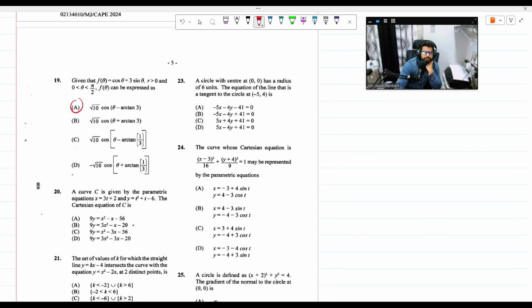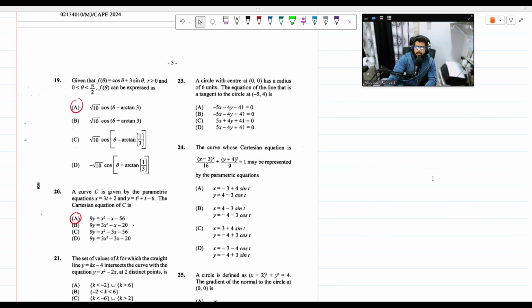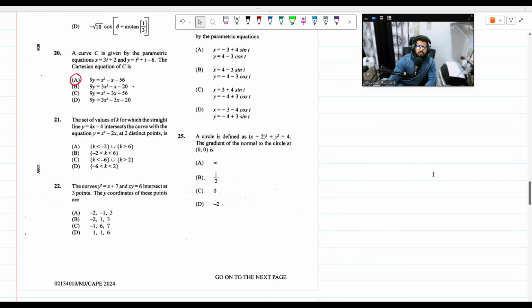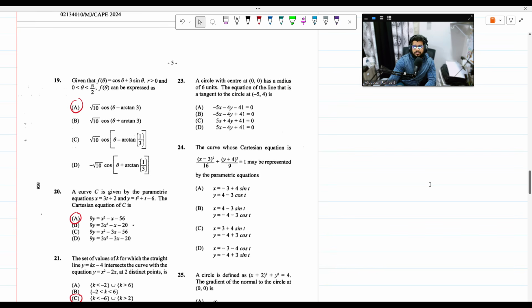Arctan 3. This one would have been, I know it was minus 56 in the end, so it was one of these two here. And I know we had a minus 4x plus 3x, which will give me minus x. So number 20 is A, unless I am mistaken from the past papers and I make a mistake. I don't think I make a mistake. 21 is indeed C. And just by looking at the answers, I can tell which ones are repeat questions.